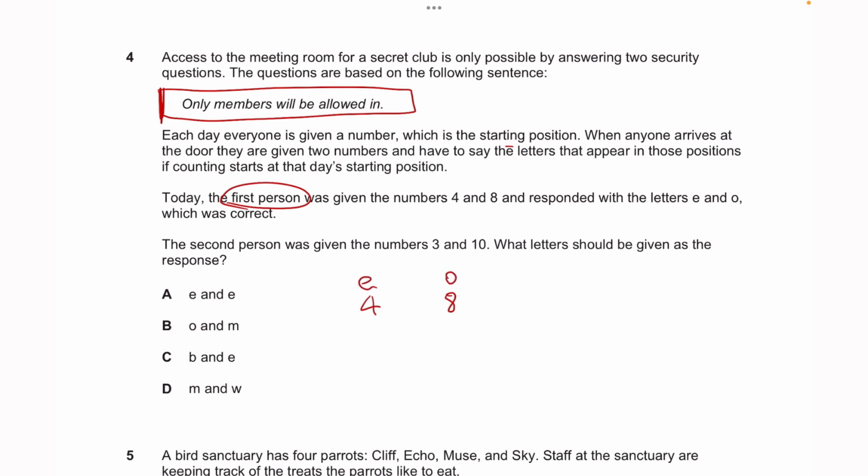Now, we don't know what the starting position is, and what they mean by the starting position is looking here and seeing which letter is your starting position. And it's not always from the beginning here. And so we can see that it's respectively going from E to O. So E is first, followed by O. And you can see between 4 and 8, there's 5, 6, and 7. So we've got to have only 4 gaps between our numbers.